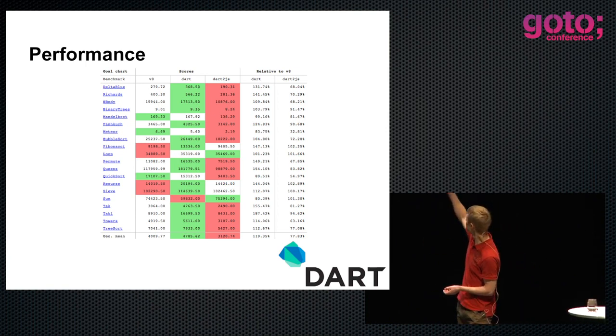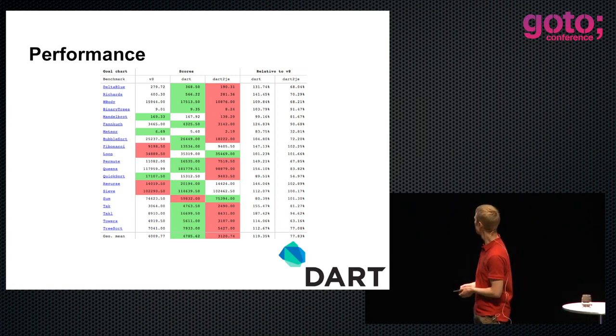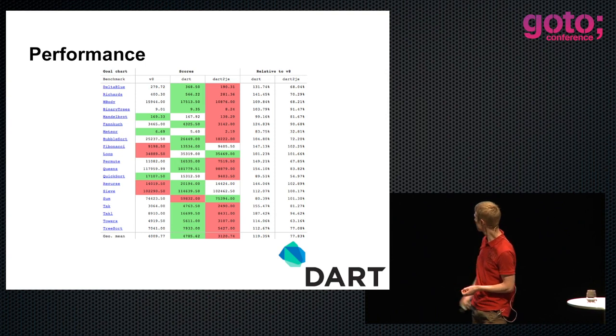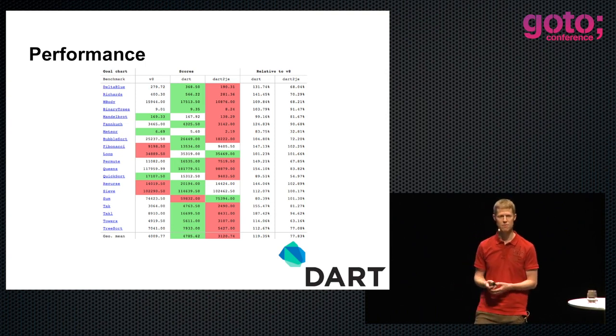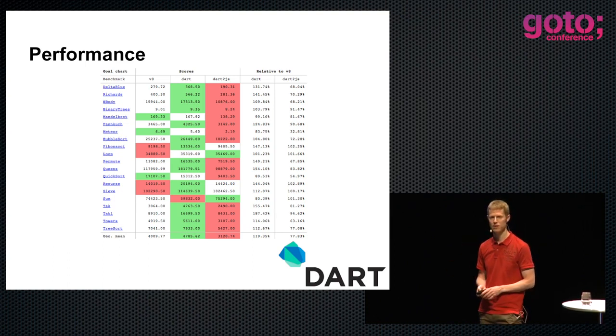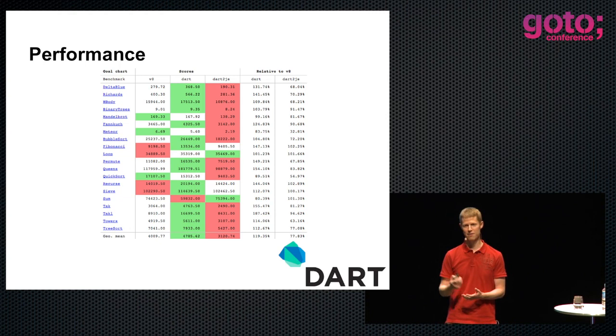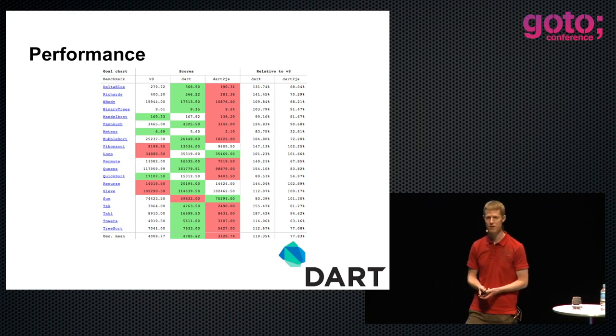So the last column, the very right column, is Dart-to-JS. That is how fast the generated JavaScript code that we emit is compared to just handwritten JavaScript code. We still have some work to do. We're at around 78% of the performance of pure JavaScript code. But you have to keep in mind that this actually includes all the extra checks that we put in there that might help you catch your bugs before they go to production.